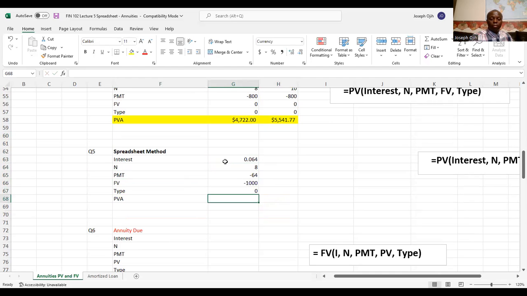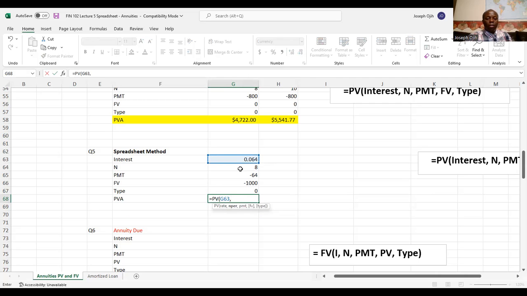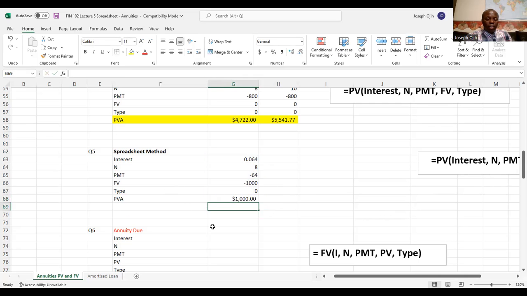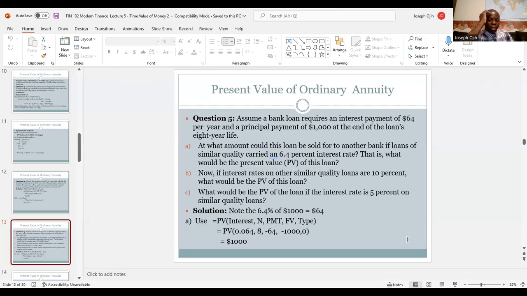Type is 0. And present value. Remember, these are present value calculations. So present value equals PV, opening parenthesis, rate, comma, number of periods is 8 years, comma, payment is 64, then future value, and of course type 0, because it's an ordinary annuity. Then press the enter key. I think I missed something here. Okay, I didn't miss anything. $1,000 will be the present value. Yep, $1,000.